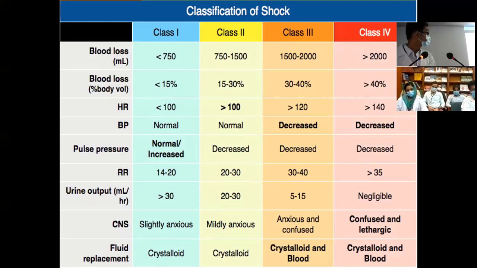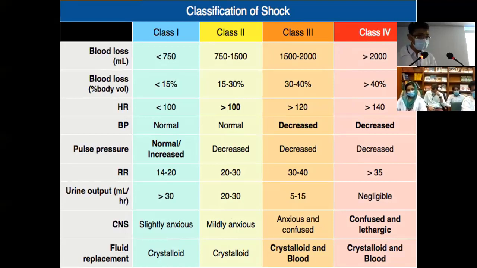We will find the heart rate will remain normal in class 1, less than 100. If the heart rate, the pulse, is more than 100, it will be categorized as class 2. Similarly, more than 120 is class 3, and more than 140 is class 4. BP will start decreasing in class 3 and class 4. The pulse pressure will also decrease in class 2, 3, and 4. The patient becomes tachypneic. Respiratory rate will increase in class 2, class 3, and class 4.